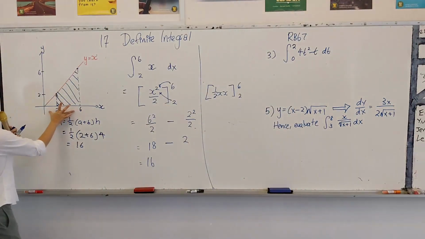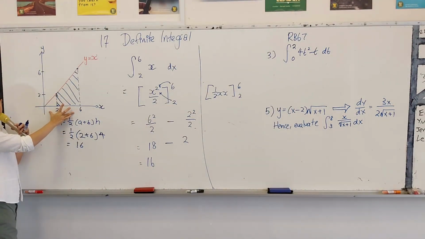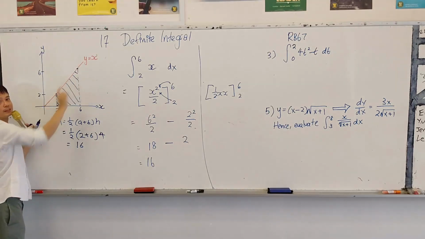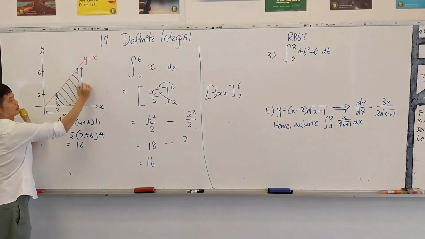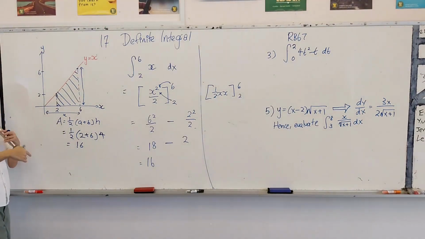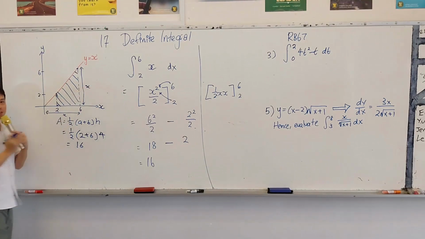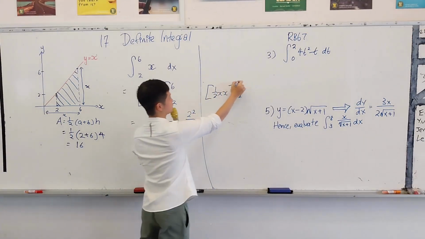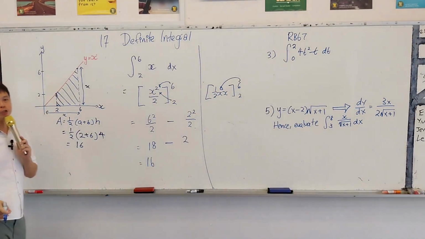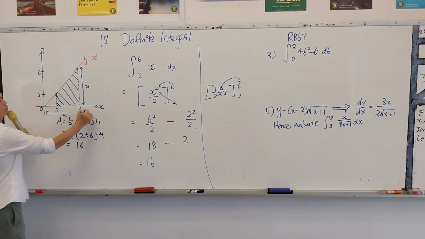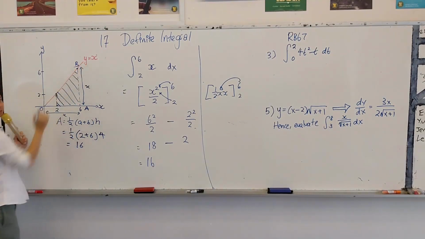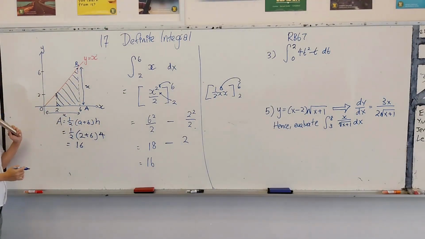Half. How long is this? x. If this is x, how long is this? x also, because y is equal to x, so this is also x. So half times x times x. Now, if I put the 6 inside, which area am I finding? Half times 6 times 6. I'm finding the area of triangle OAB.